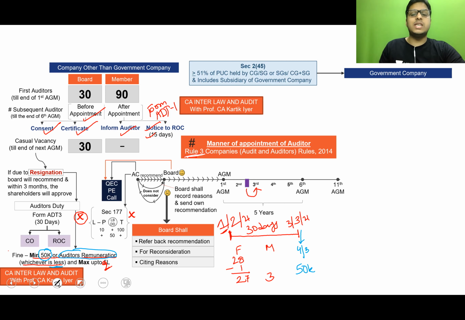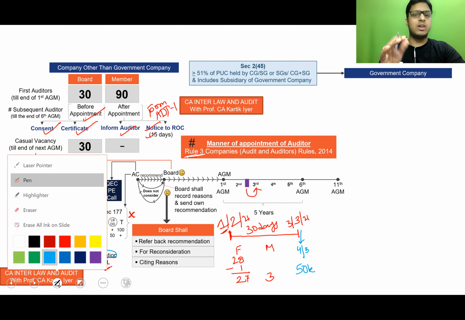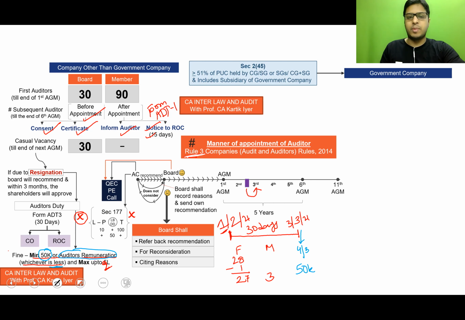Now let's say that on 4th of March also the auditor did not deliver. On 3rd of March he did not deliver the form, so on 4th of March he has to pay the penalty of 50,000 or the auditor's remuneration, whichever is less. If he still did not do the required work, then we have to see when he submits the form. Let's say he submits it on, let's take a random date, 17th of May.